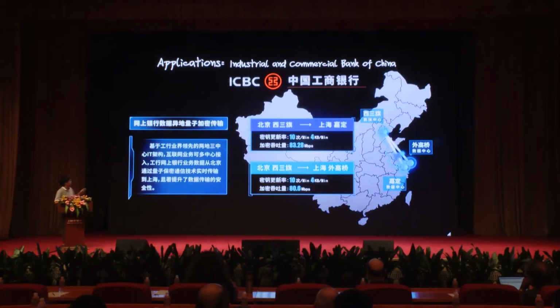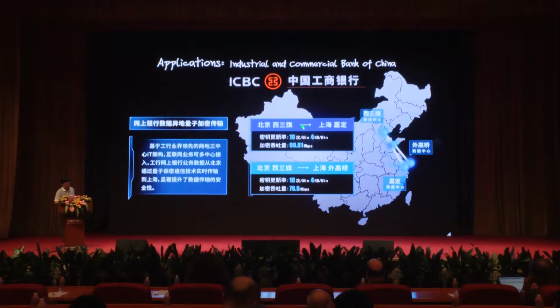So this is a typical application, which I assume you already saw yesterday. The Industrial and Commercial Bank has 3 data centers, 1 in Beijing, 2 in Shanghai. As I said, they couldn't update their key more than once a year sometimes. Now we update 10 times a minute, and the encrypted data is about 100 megabytes per second.